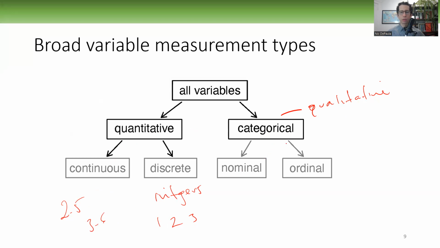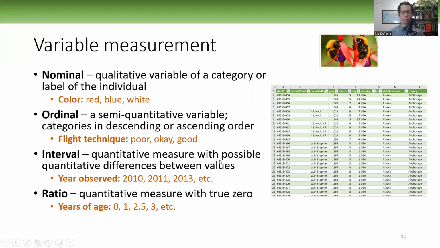Within the categorical variables, we have nominal and ordinal. Now, ordinal has a kind of quantitative component to it, whereas nominal has no quantitative component to it. And actually, we're going to explore some of these variable measurements also in some other terms here. So another way to view variable measurement, with some examples, is the following.